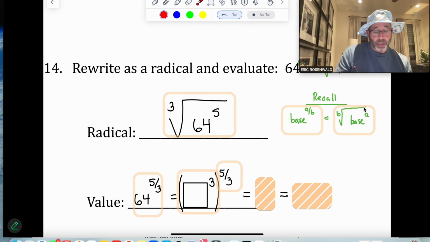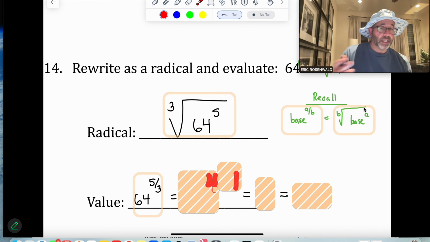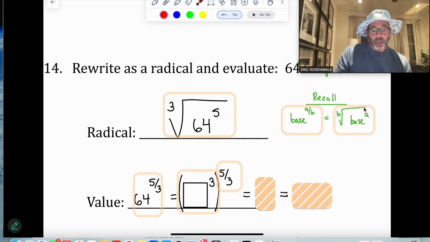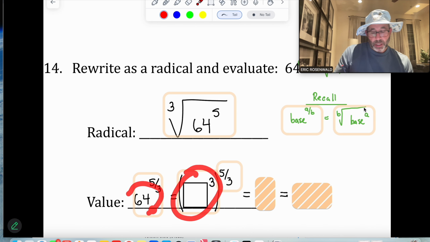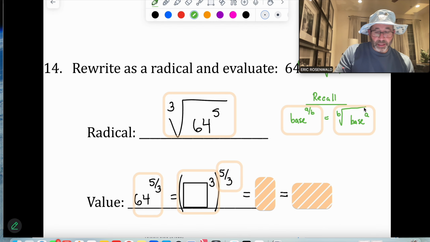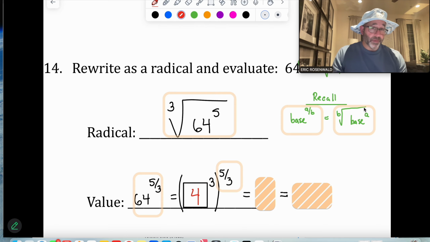If there had been, let's say, a 2 right here, then we would want this to be a 2 right here so that they would cancel each other out. If it had been a 4 right here, then we would need this to be a 4 right here as well, so that they would cancel each other out. But I want a 3 there. So what number to the third power is going to equal 64? The answer is, when you think about it, 4. 4 to the third power, because 4 times 4 times 4 is 64.